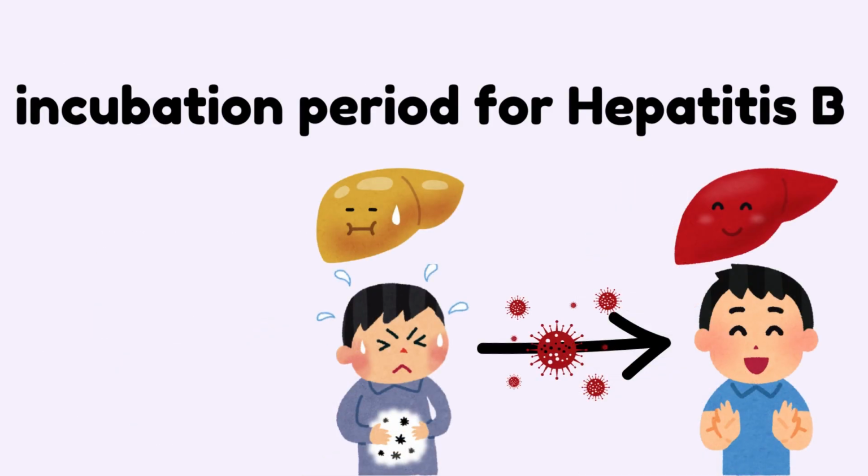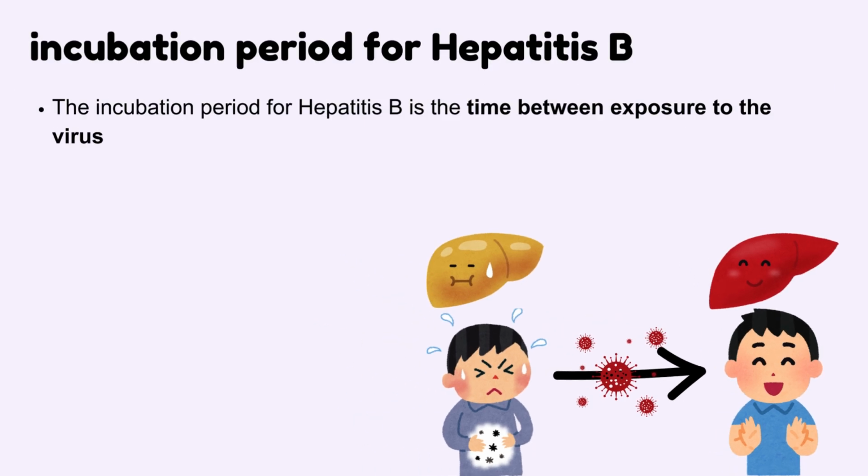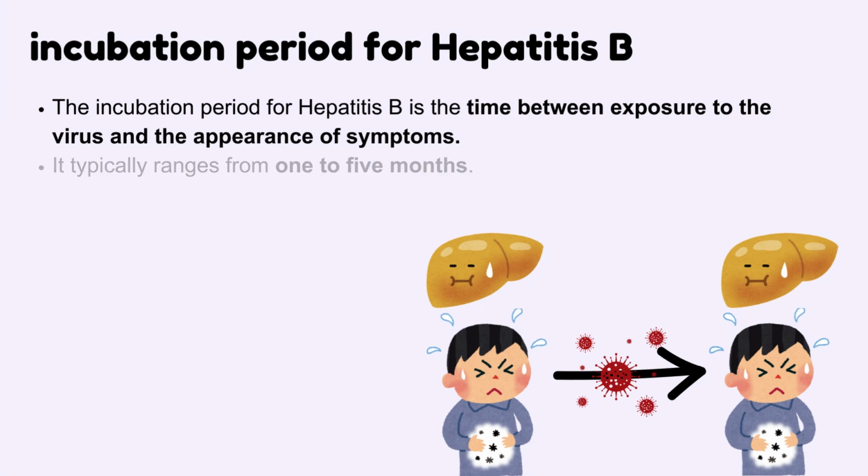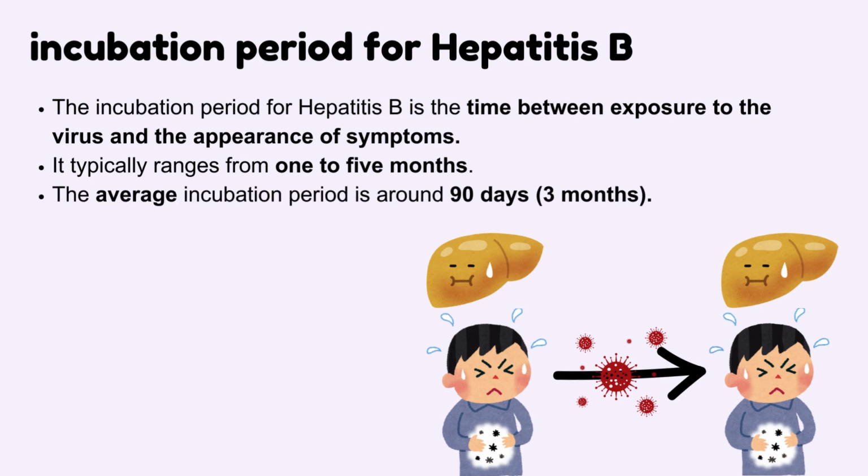Incubation period for hepatitis B. The incubation period for hepatitis B is the time between exposure to the virus and the appearance of symptoms. It typically ranges from 1 to 5 months. The average incubation period is around 90 days.